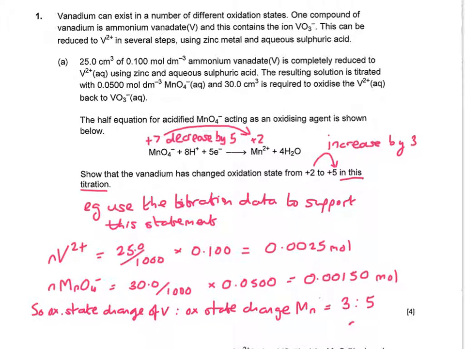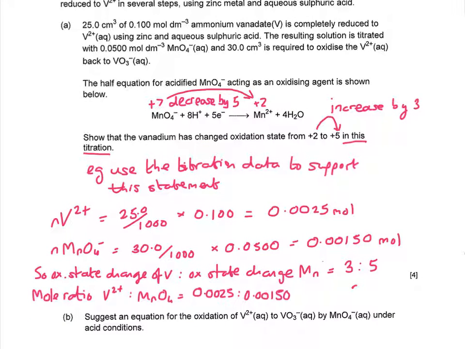So the oxidation state change of vanadium to the oxidation state change of manganese is 3 to 5. So the mole ratio of vanadium 2+ to manganate is 0.0025 to 0.00150. If we divide each of those by the smallest to clean the ratio up, that gives us 1.67 to 1, which is a similar ratio to the oxidation state change ratios.